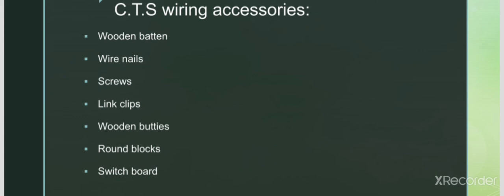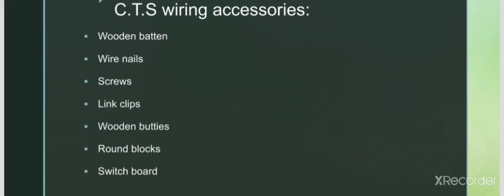Wooden batten is nothing but teak wood batten which is used in CTS wiring, and the thickness of the batten is 10 mm. These are available in different sizes according to the width, like 13, 19, 25, 38 and so on. Coming to the wire nails, which are used to fix the link clips on wooden batten, they are made up of steel and are available in different lengths.